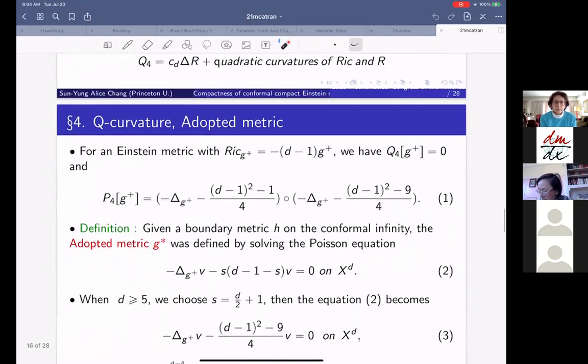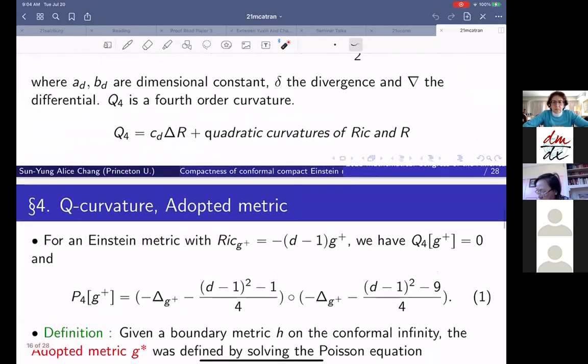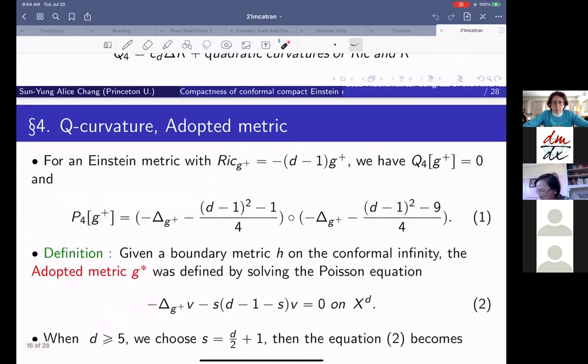So in the special case of an Einstein metric g plus, if Ricci of g plus is normalized to be D minus 1 times g plus, one can check that this Q4 curvature is zero. And then for this P4 of g plus, you plug in this formula and it turns out you can decompose it into a composition of two second order operators. So it has this formula.